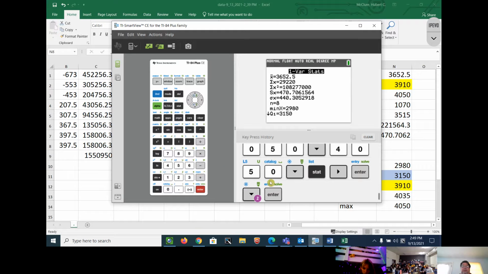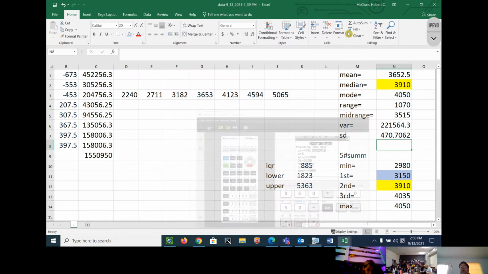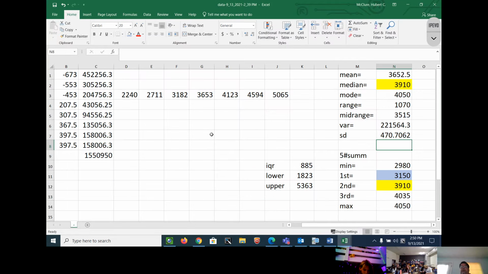Look at the quartiles. 3150, 3910, 4035, and 4050. So you can find a lot of that stuff, you know, by the calculator, but some of it you can't.